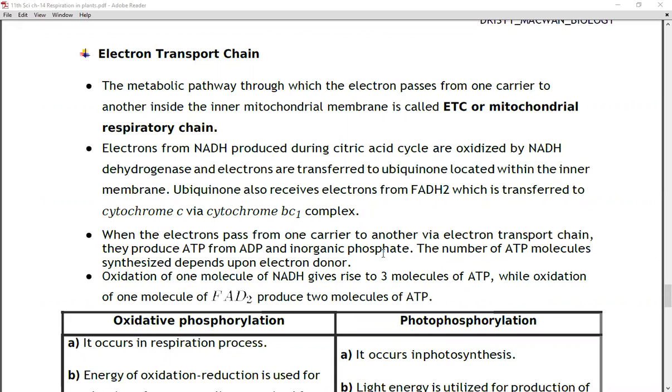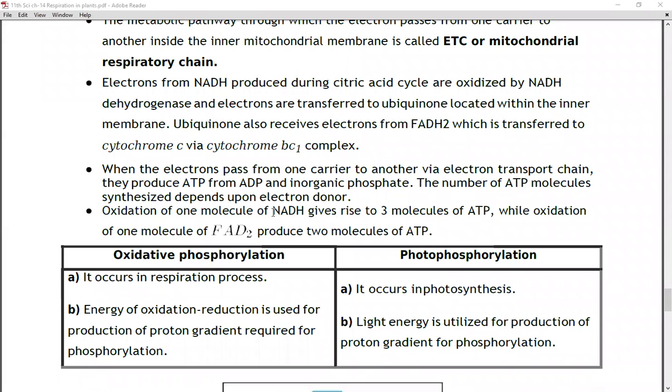So the number of ATP molecules which are synthesized depends upon the electron donor. How many electrons are being donated? The number of ATP molecules produced in the electron transport chain depends upon the electron donor. If a larger amount of electrons is there, then more ATP molecules will be produced. But if fewer electrons are there, then fewer ATP molecules are produced. Now, the oxidation of one molecule of NADH gives rise to three molecules of ATP.